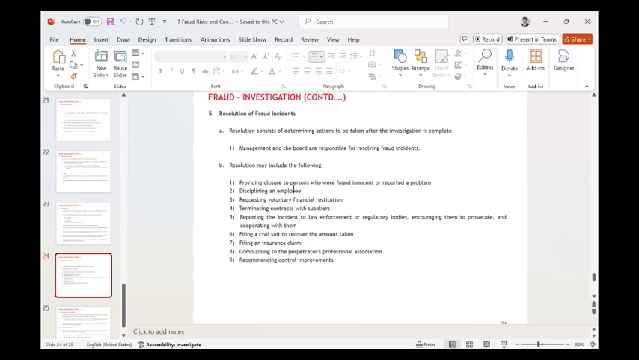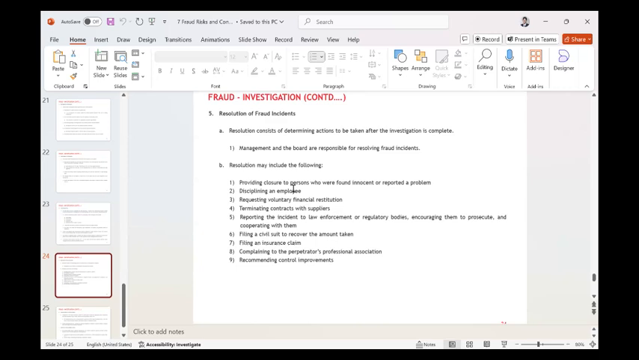Resolution of fraud incidences. Resolution means how it's resolved, right? Management and the board are responsible for resolving fraud incidents. You can't just let fraud incidents slip by without investigation. So you have to provide closure to persons who are found innocent, no? To discipline the employee, you have to request voluntary financial restitution somewhere. You tell the employee, please settle. You may have to terminate sometimes; if the fraud involves a supplier, terminate the contract. You have to report it to law enforcement. If it's a bank, you may have to report it to the central bank or the SEC.